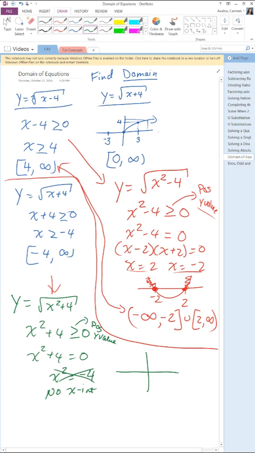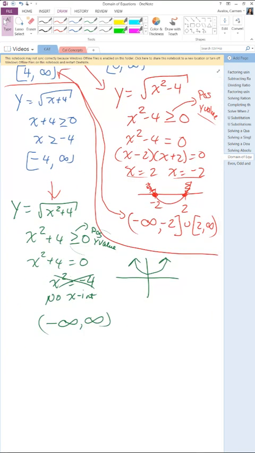So that just means that the parabola, because the leading coefficient is positive, means it's concave up, is just going to look like this. It's not going to cross the x-axis because there are no x-intercepts due to this part, and so it's going to be above. So when do I have positive y values? Well, the answer is I have positive y values always. So this is going to be negative infinity to positive infinity. So I am always going to have positive y values.